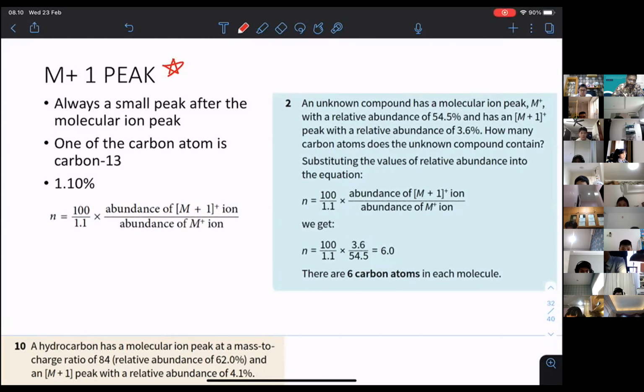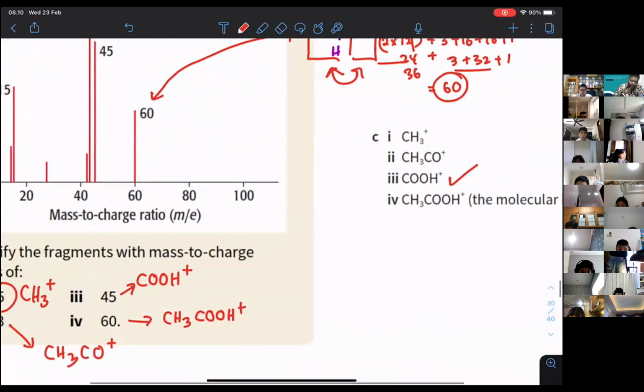What is M? M is the molecular peak, the molecular ion. The 60 is M, the biggest one. So if you have M+1, it means that there is a peak at 61. That is called M+1. We also have M+2, and M+2 is 62. We also have M+4, which is going to be 60 plus 4, which is 64. We will go through that, what it means and so on.